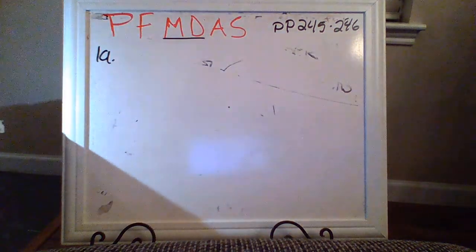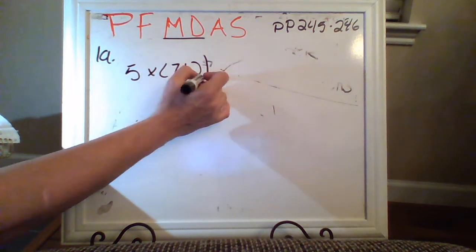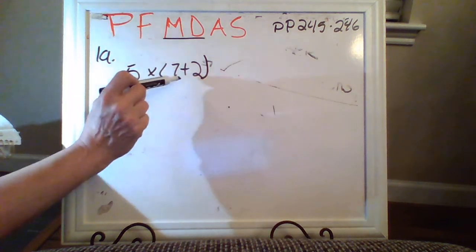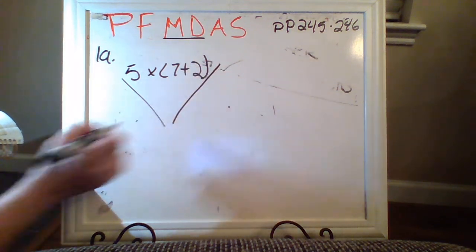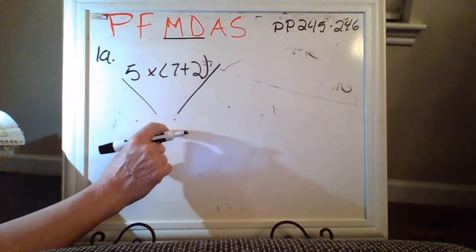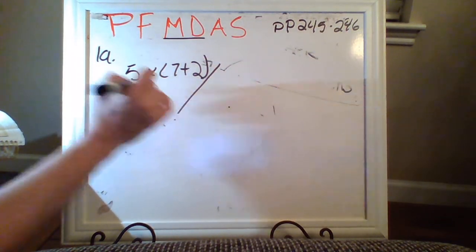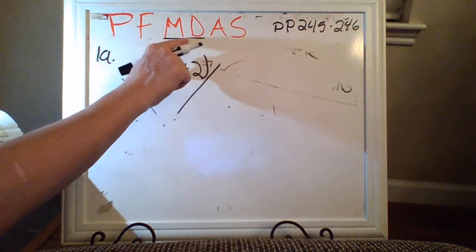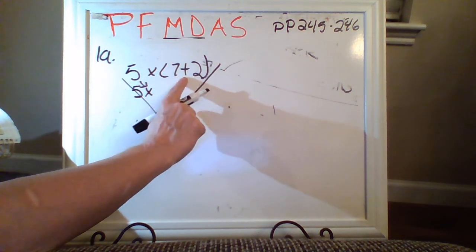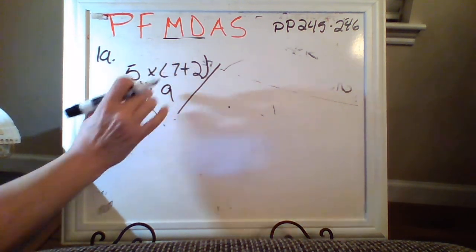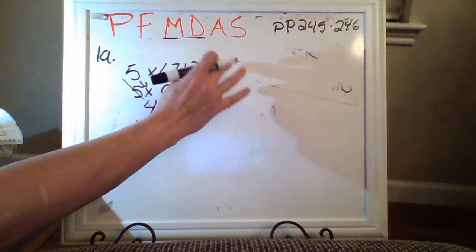Okay, so 1A. 1A says 5 times (7 plus 2). According to our order of operations, we have to do parentheses first. It's kind of like we did with the factorial trees, and your final answer will be down the bottom. So you're going to bring down the things that you're not using. We're not using 5 times, we're moving that down because we can't use it yet until we've solved the parentheses. When we solve the parentheses, 7 plus 2, you get 9. So now we're left with 5 times 9, which is 45. And that is the correct way to do the problem.